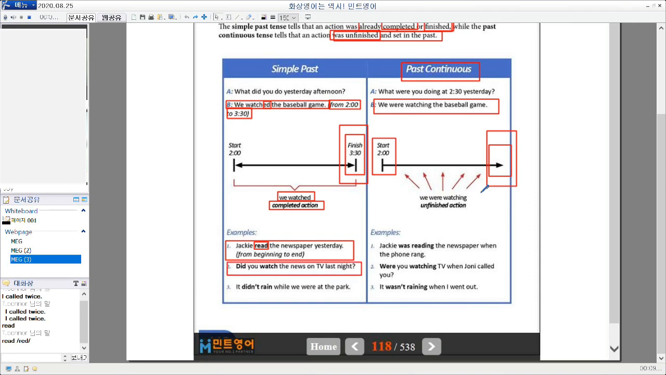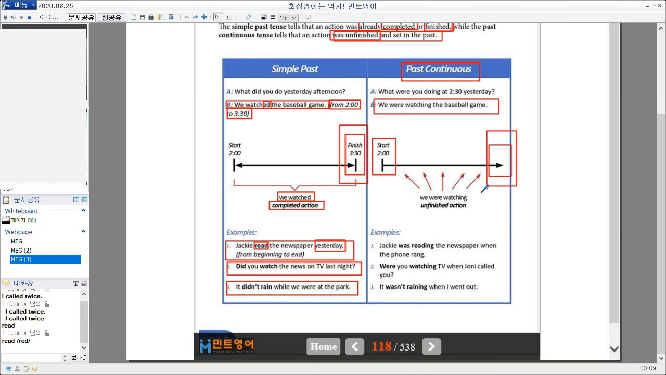Number 2. Did you watch the news on TV last night? All right, so that's a question. How about 3? It didn't rain while we were at the park. Okay, so let's look at number 1. It says there, Jackie read the newspaper yesterday. It means it ended at 11:59 p.m. The whole day. So there's the exact time.